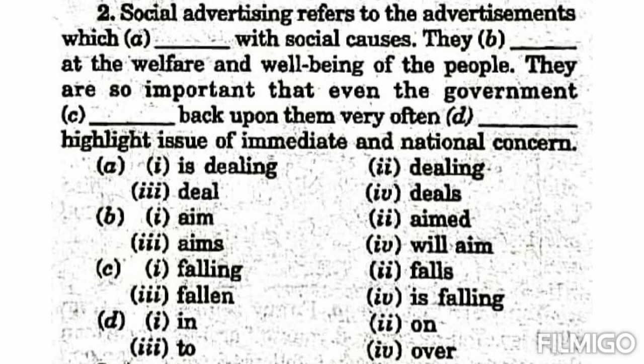For blank A is dealing, dealing, deal, deals. These are the four options for A blank. For blank B, aim, aimed, aims, will aim. These are the four options. Similarly, for C blank, four options are falling, falls, fallen, is falling. For D blank, the options are in, on, to, over. Choose the correct options, beta, and fill in the blanks, right?